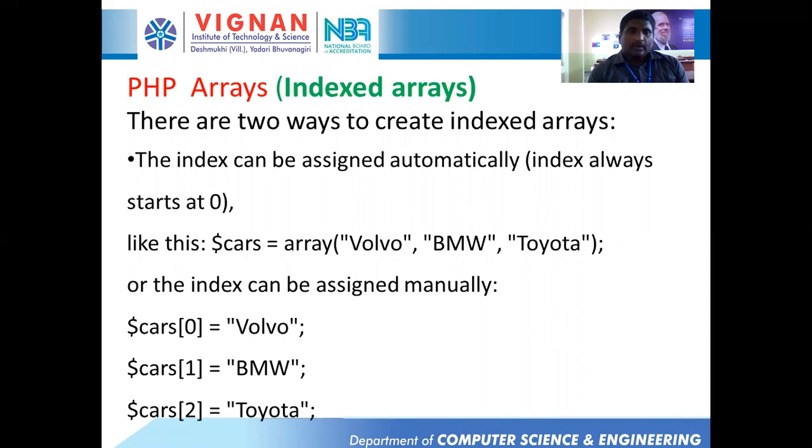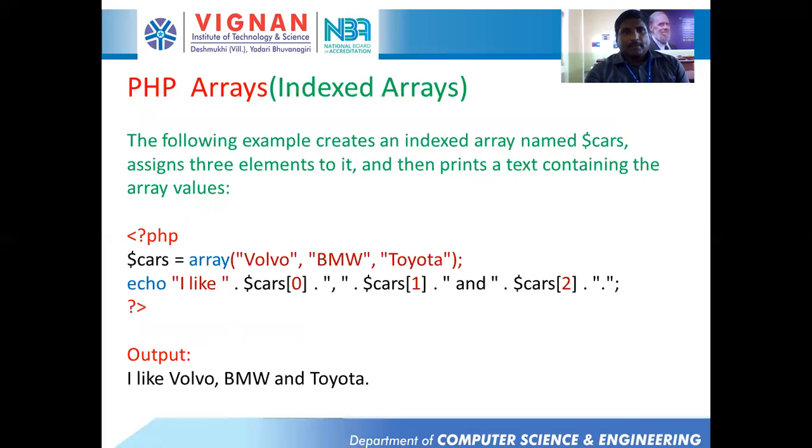Or the index can be assigned manually. So here we are declaring the variables directly like $cars[0] Volvo, $cars[1] BMW, $cars[2] Toyota. So there are two ways we can create indexed arrays. In this example, we create an indexed array named cars, assign 3 elements to it, and then print the text containing the array values. So see here, the snippet code for indexed array.